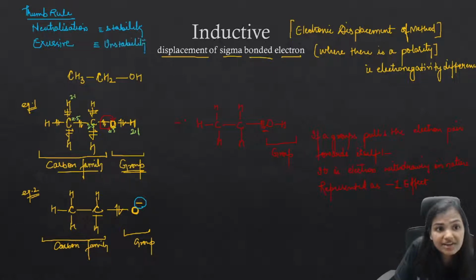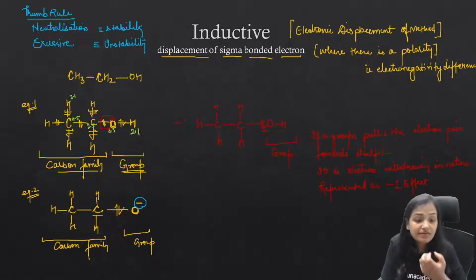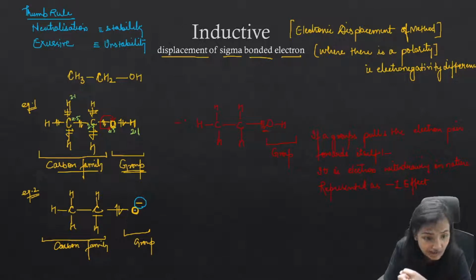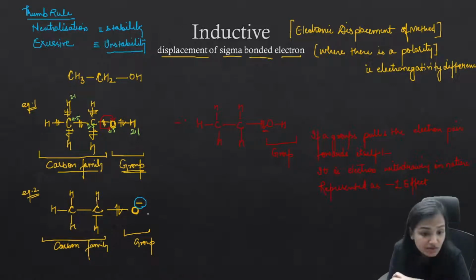If there will be an excessive charge, now you think, if this oxygen will pull the electron pair towards itself, then there we will be having an excessive charge. O will be bearing more negative charge. So that will lead to instability. Because of that reason, oxygen will not pull the electron towards itself, but the opposite of this will occur.